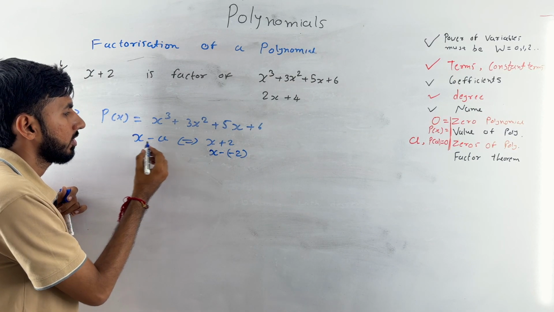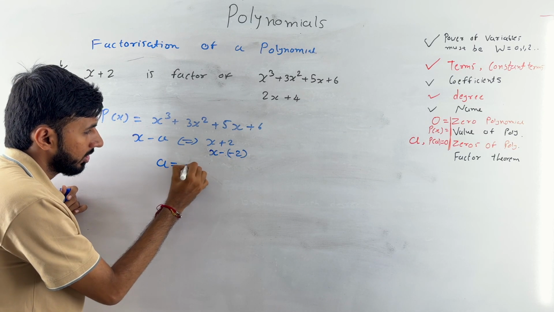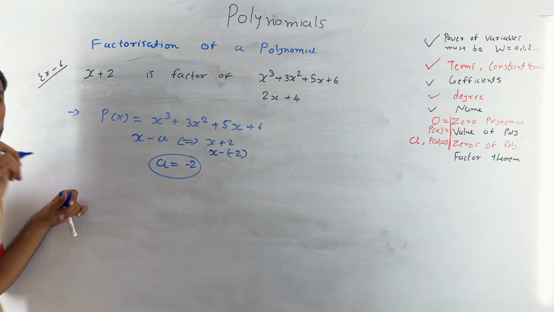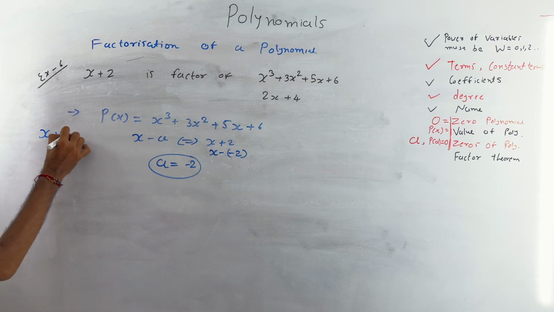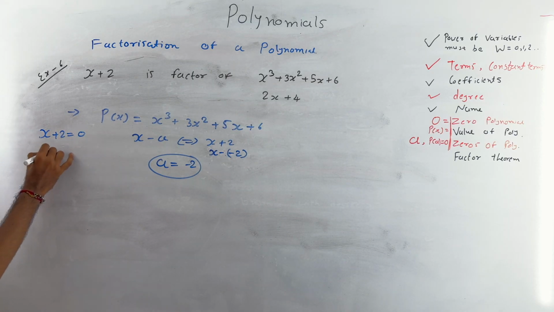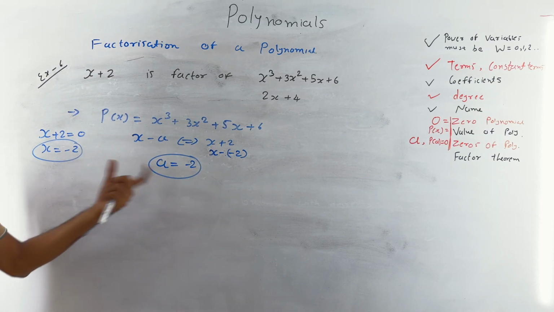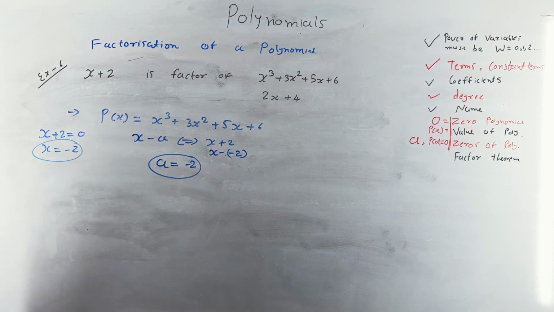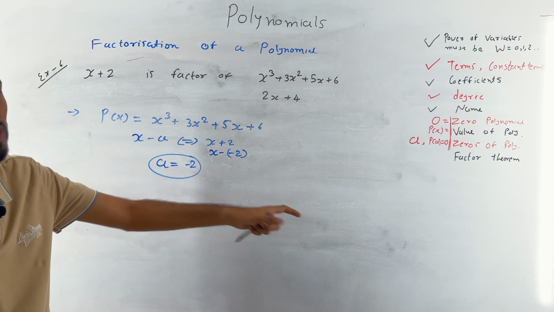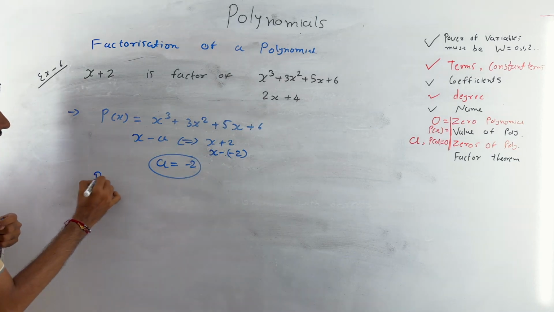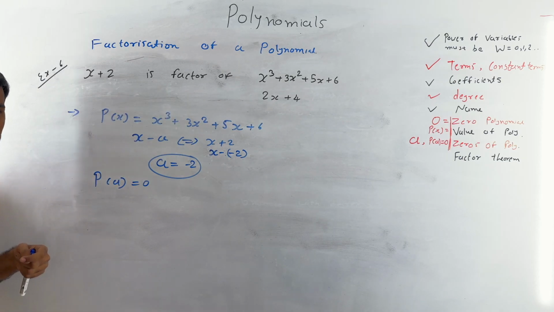Now you can compare: x minus a is x minus (minus 2), so you can write a is equal to minus 2. If you don't want to use this, you can just put x plus 2 equal to 0 and find the value of x, and by this method the value of x and a will both be the same, right? So I got x equal to, or a equal to, minus 2. Now the factor theorem states that if you find p(a) equal to 0, that means x minus a is a factor of this polynomial, right?